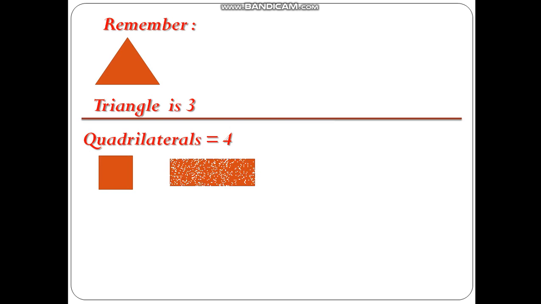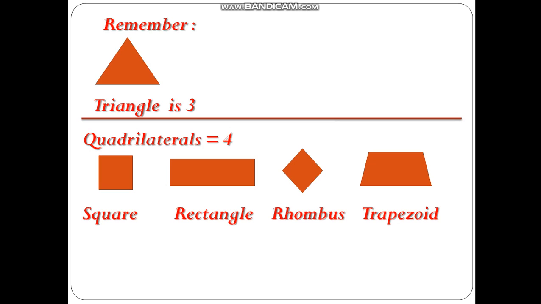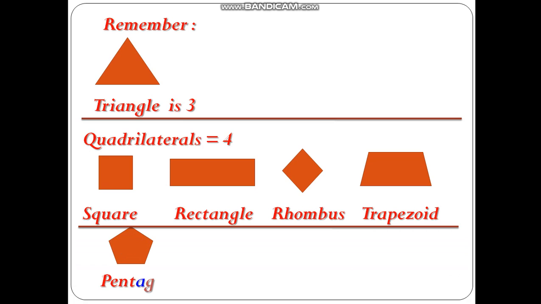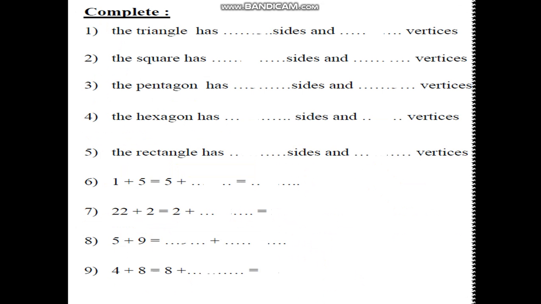These are square, rectangle, rhombus, trapezoid, all of them equal 4 sides and 4 vertices. Penta, we have a 2D shape called penta, penta 5, and another shape is called hexa. Hexagon is 6. Triangle is 3. Quadrilaterals equal 4. Penta 5, hexa 6. Remember them all and start solving with me.